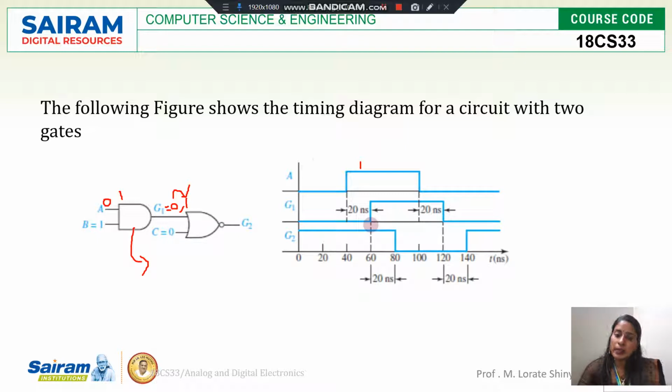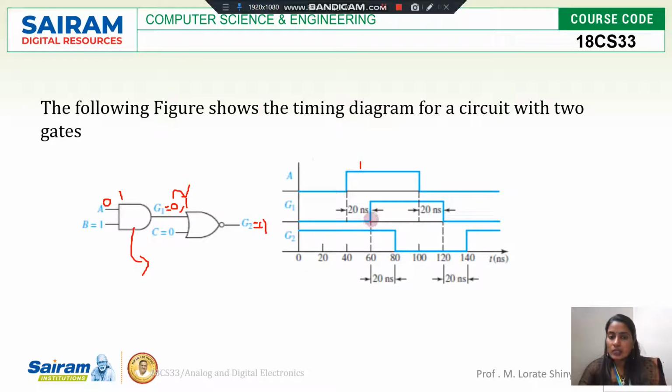This is the delay. Now how does G1 affect G2, how does the intermediate output affect the final output of the circuit? We'll see how it is affecting G2. G1 is 0 here, till this point it is 0. C is also 0. 0 plus 0 is 0. The inverter is there, so the G2 output is 1. So we got G2 as 1.